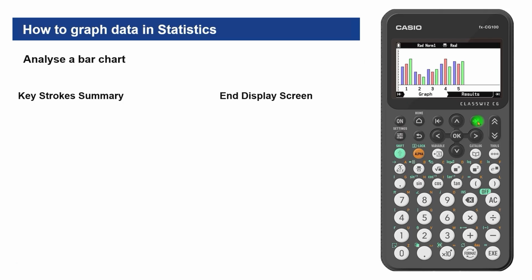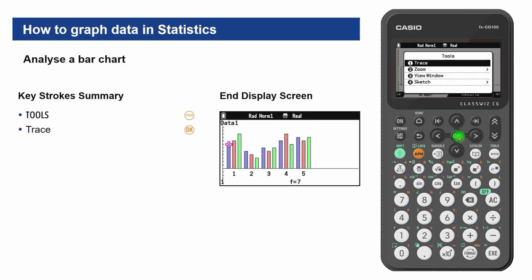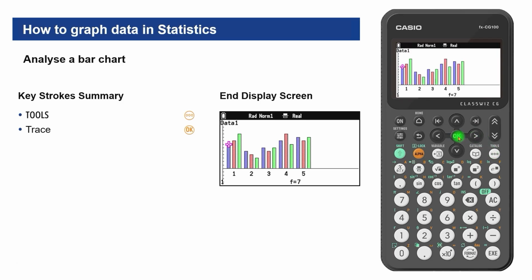Simple analysis of the graph can now be performed. Press Tools and select Trace. This places the cursor on the first data item in data 1, displaying the value at the bottom of the screen. Scroll across to move the cursor through data 1, or scroll up and down to swap between datasets. Then press Back to end the analysis.